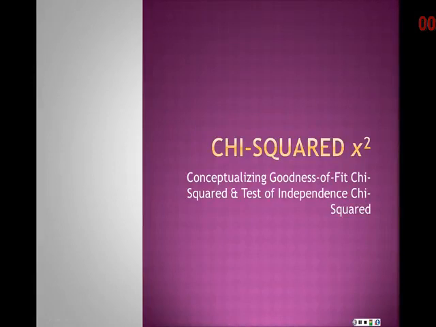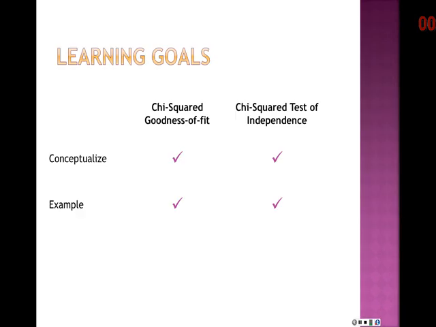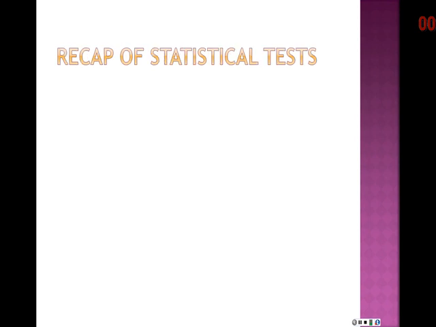Okay, so the lecture for today we will be talking about Chi-Squared. It's pronounced Chi-Squared. And we're going to be conceptualizing goodness of fit Chi-Squared and test of independence Chi-Squared. So we're going to be discussing two different types of Chi-Squared tests. In this, you should understand the conceptualization of Chi-Squared, meaning when it's used, and you should understand an example, and you'll see an example in this lecture of each.